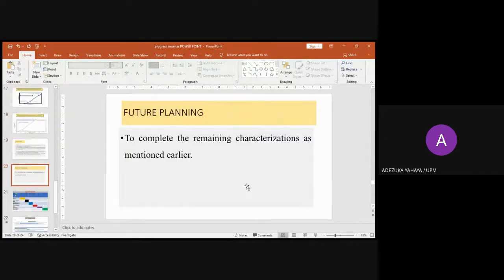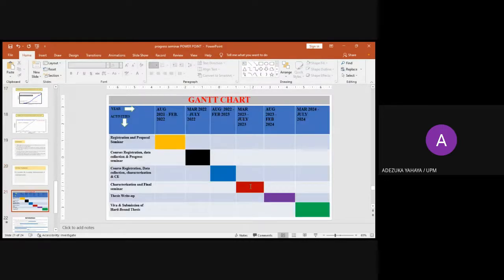As a future plan, I'm going to complete the remaining characterization as I mentioned on the slide. So this is the Gantt chart for the whole of my work.